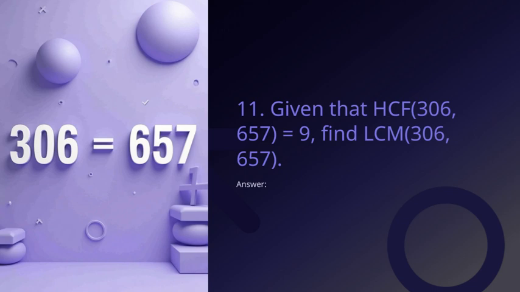Now our task is to solve for the LCM. To do that, we'll divide both sides of the equation by 9. Doing this calculation, 306 times 657 divided by 9 gives us the value of the LCM. And that, in a nutshell, is how we find the LCM when we know the HCF. It's a straightforward process once you understand the relationship between these two concepts.